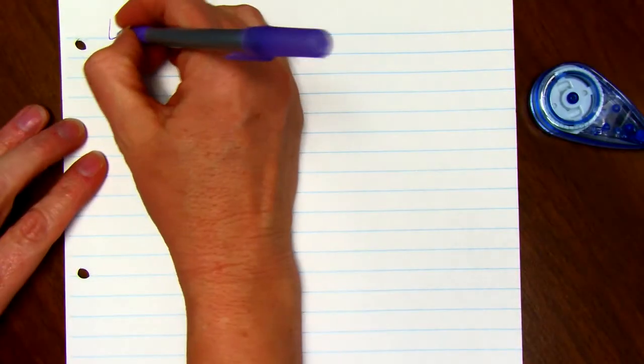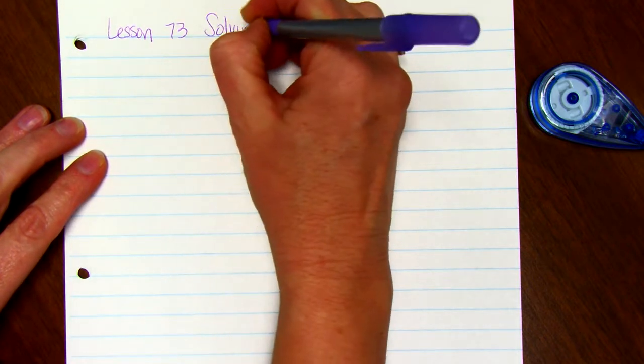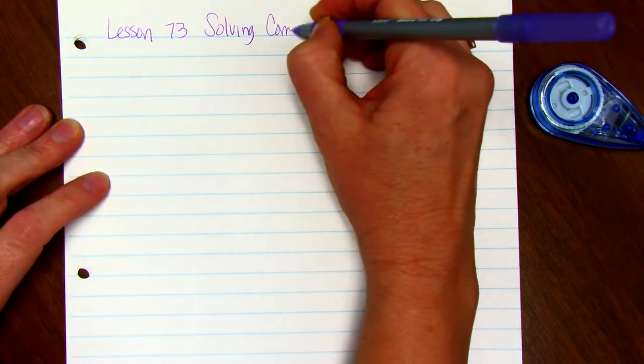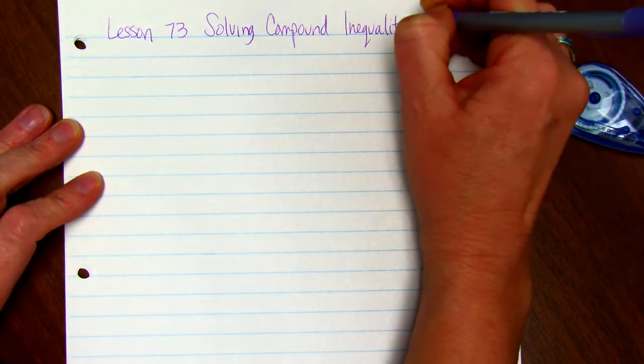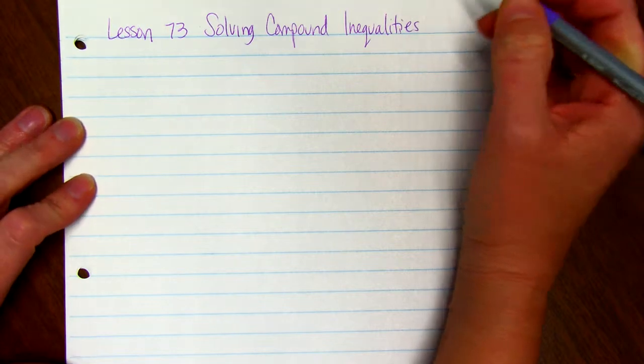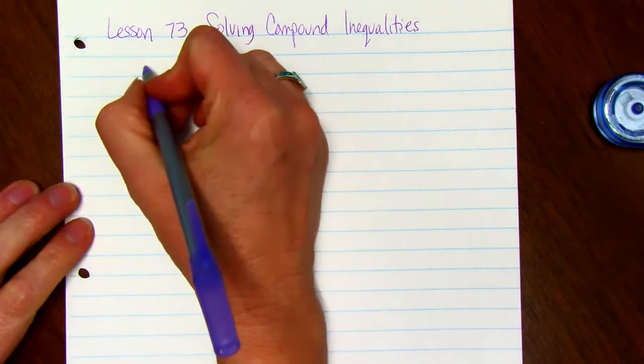Lesson 73, Solving Compound Inequalities. So a compound inequality just uses the words and, or, the word or.